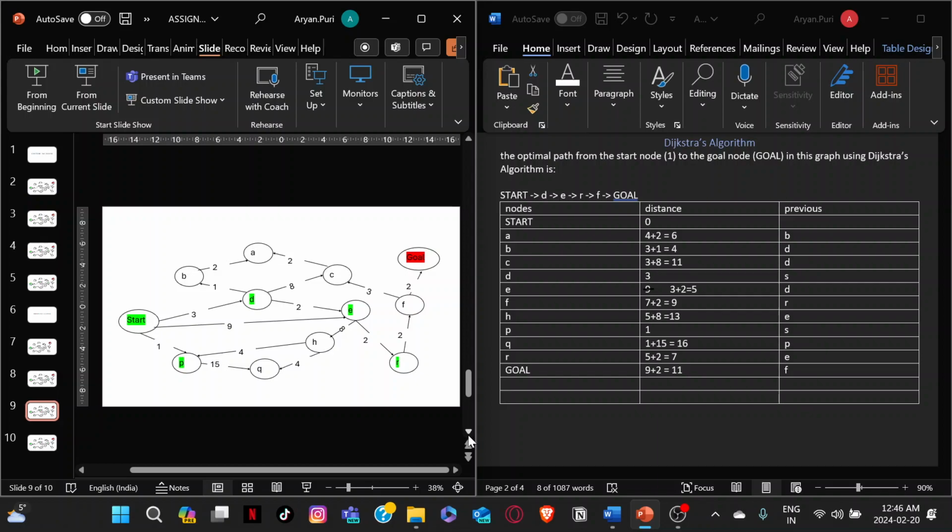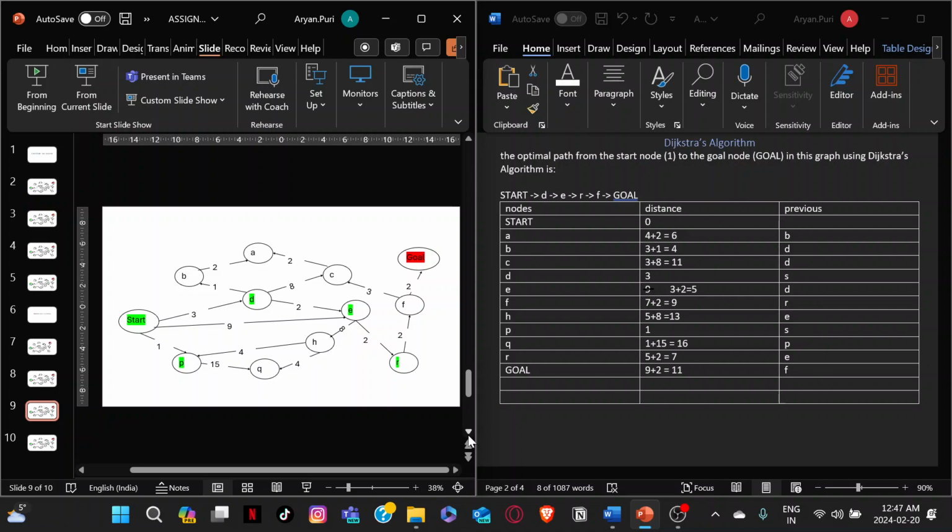Now, further exploring the P node, which has one neighbor Q with the distance 15. The distance of Q node is calculated from the start node, that is 16, and the previous node is P, which is entered in the table.